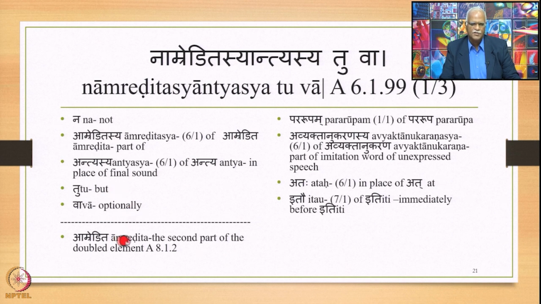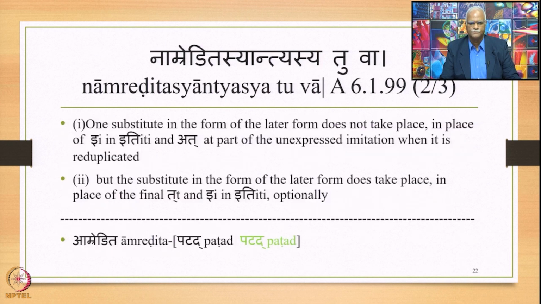Amredita is the second part of the doubled element stated by 8-1-2 tasya param amreditam. Words continued are pararupam 1/1 of pararupa, avyaktanukaranasya from the previous sutra, which means part of imitation word of unexpressed speech, atah 6/1 in place of at, and itau 7/1 of iti, immediately before iti.